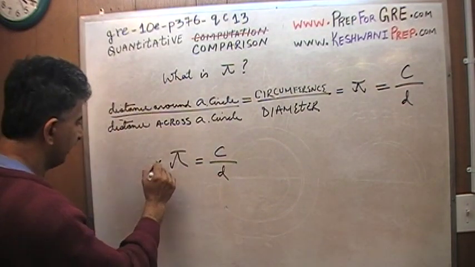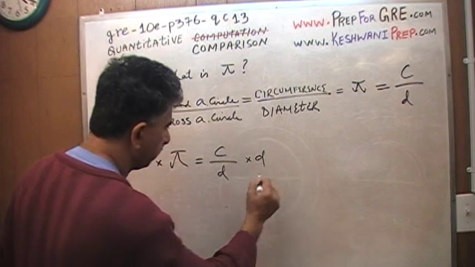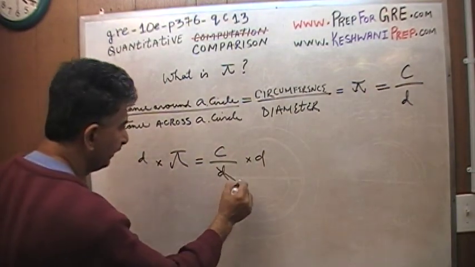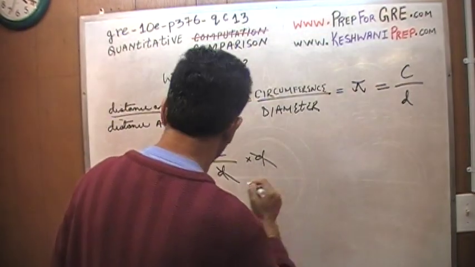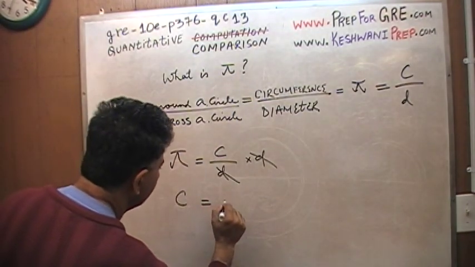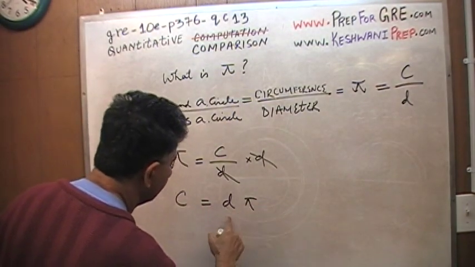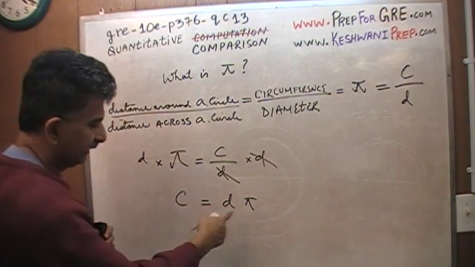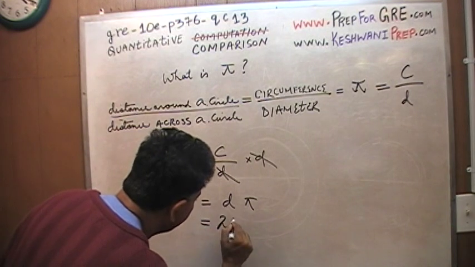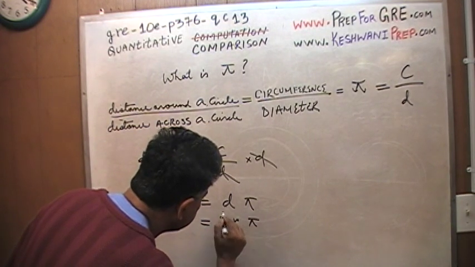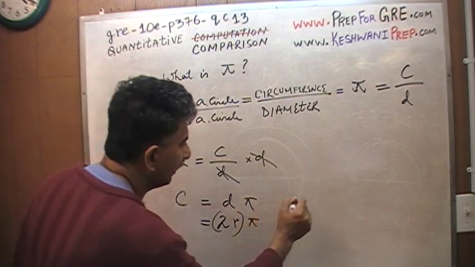Let's multiply both sides by the diameter. If you multiply both sides by the diameter, this cancels out, and what we end up with is C equals pi times D, or D times pi. And of course, the diameter is simply 2 times R.